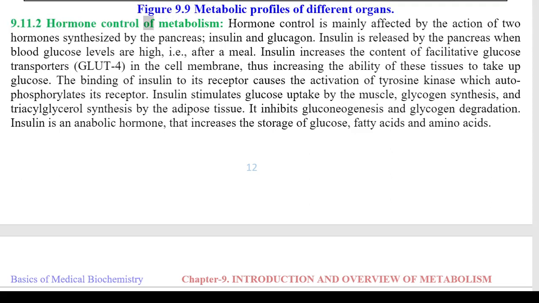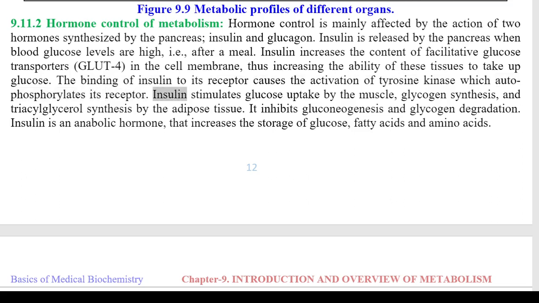9.11.2 Hormone control of metabolism. Hormone control is mainly effected by the action of two hormones synthesized by the pancreas, insulin and glucagon. Insulin is released by the pancreas when blood glucose levels are high, i.e., after a meal. Insulin increases the content of facilitative glucose transporters, GLUT4, in the cell membrane, thus increasing the ability of these tissues to take up glucose. The binding of insulin to its receptor causes the activation of tyrosine kinase, which autophosphorylates its receptor.